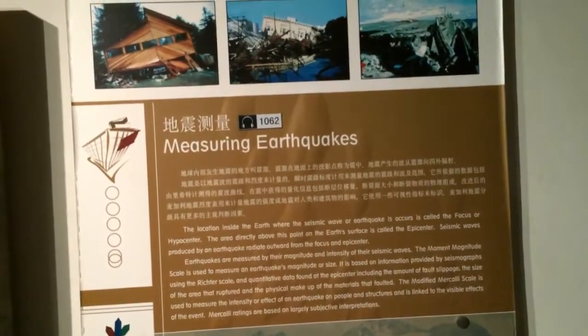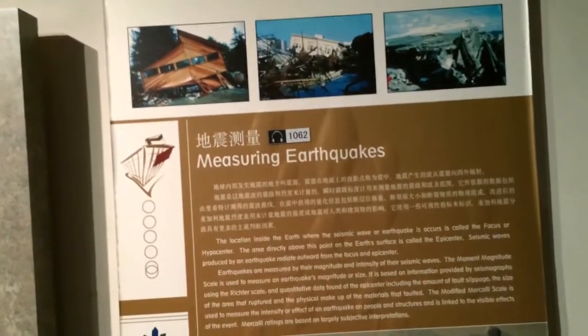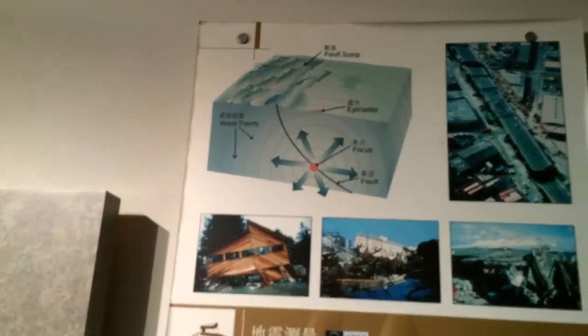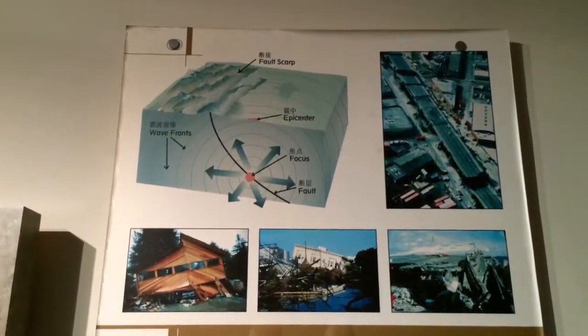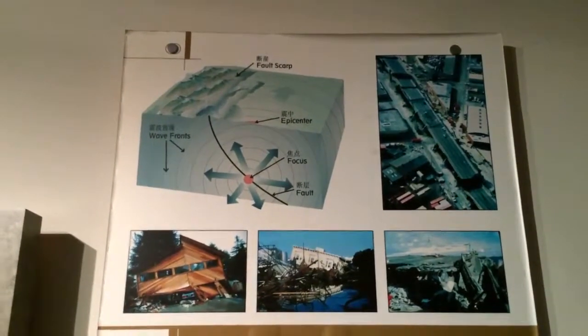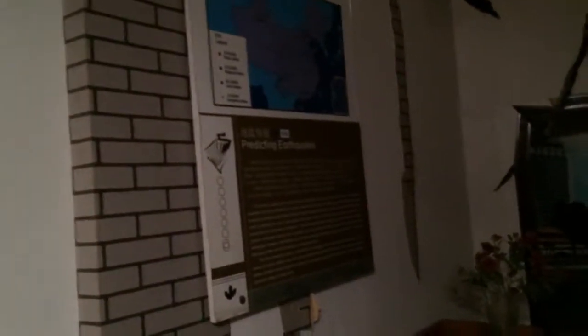Where the seismic wave earthquake occurs, it's called the hypocenter. The area directly above this point on the Earth's surface is known as its epicenter. Seismic waves produced by an earthquake radiate outward from the focus at its epicenter.